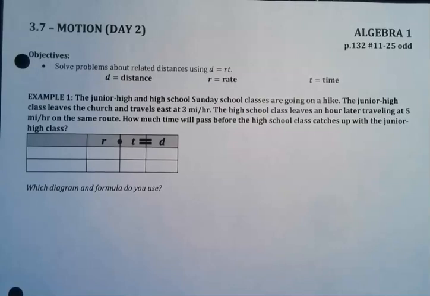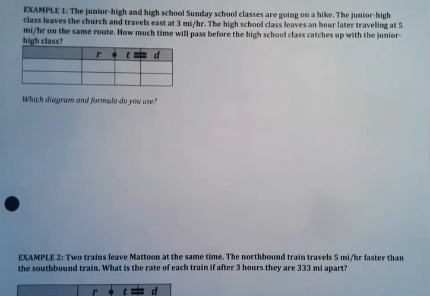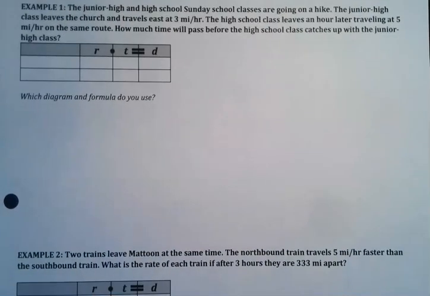Okay. So for example 1, we had the junior high and high school Sunday school classes going on a hike. The junior high class leaves the church and travels east at 3 miles per hour. The high school class leaves an hour later, traveling 5 miles per hour on the same route. How much time will pass before the high school class catches up with the junior high class? Okay, so we decided yesterday that we should use which formula?